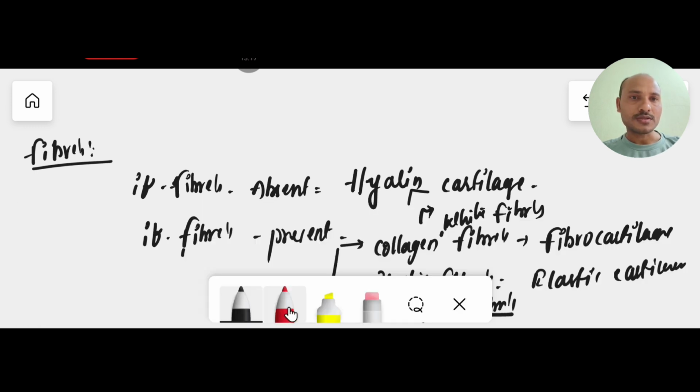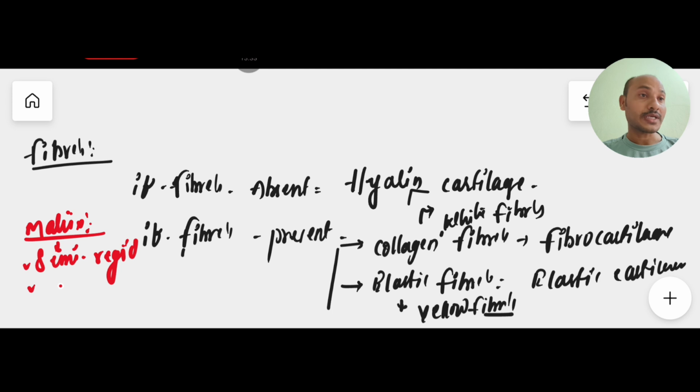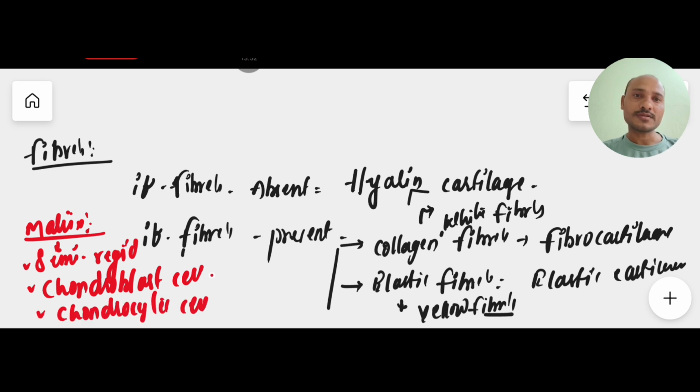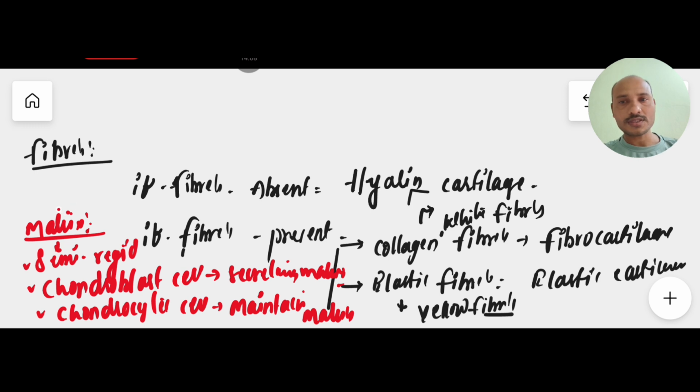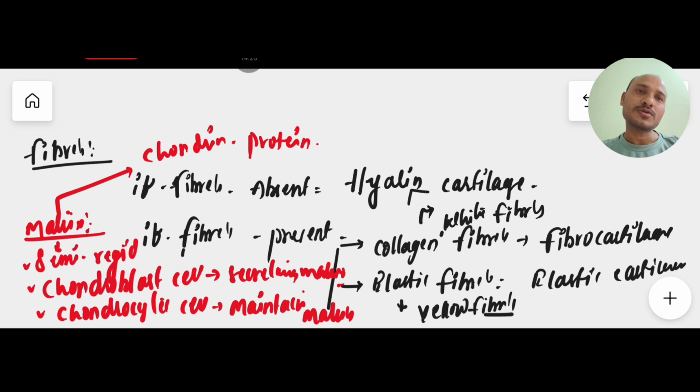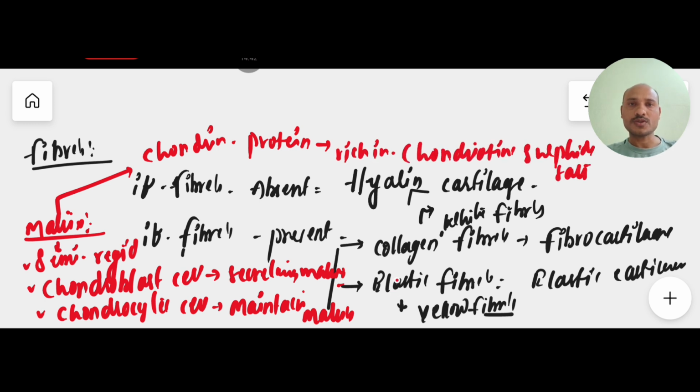The matrix of cartilage is a semi-resilient structure. This matrix is secreted by chondroblast cells, but it is maintained by chondrocyte cells. So chondrocyte cells only maintain the matrix, but chondroblast cells secrete the matrix. Generally, this matrix is made up of a protein called chondrin, which is rich in chondroitin sulfate salt. This is about the matrix.